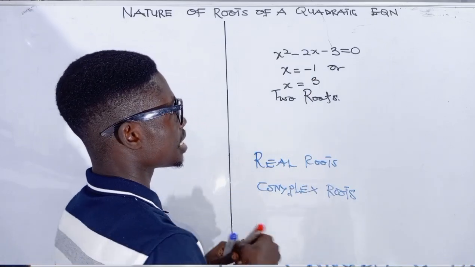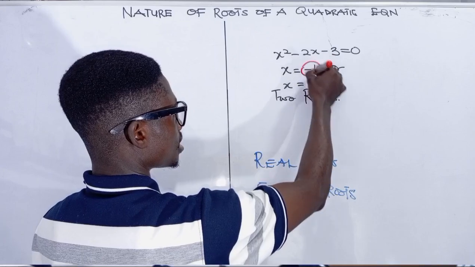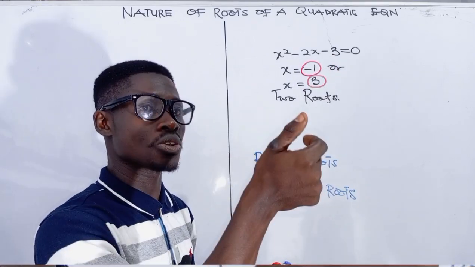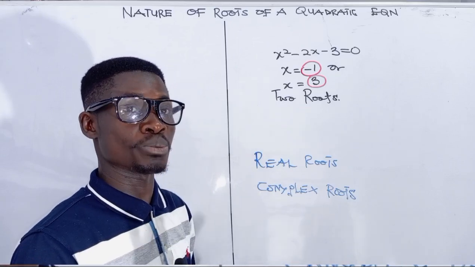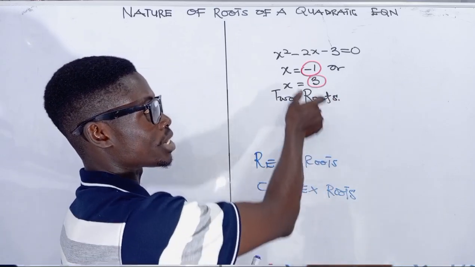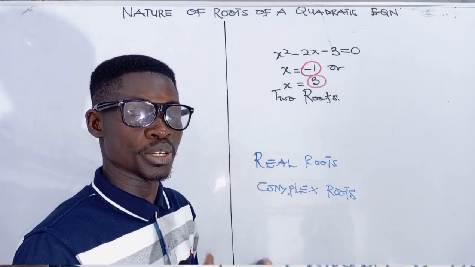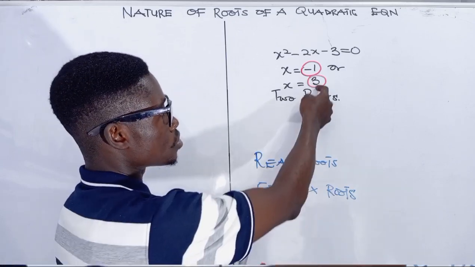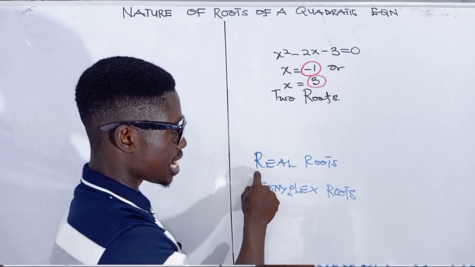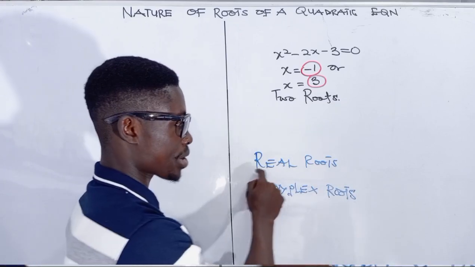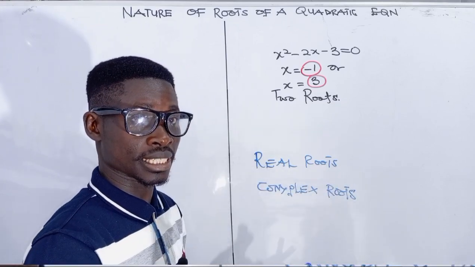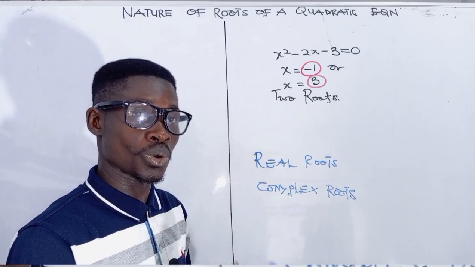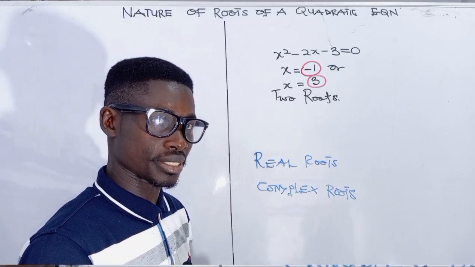So this -1 and then 3 is what we refer to as what? The roots of the quadratic equation, which we normally call the solution or the answers to the quadratic equation. In this lesson, we want to determine whether these roots are going to be real roots, in other words, a real number that can be plotted on the x-axis, or complex roots. This is what we want to look at in this very lesson.